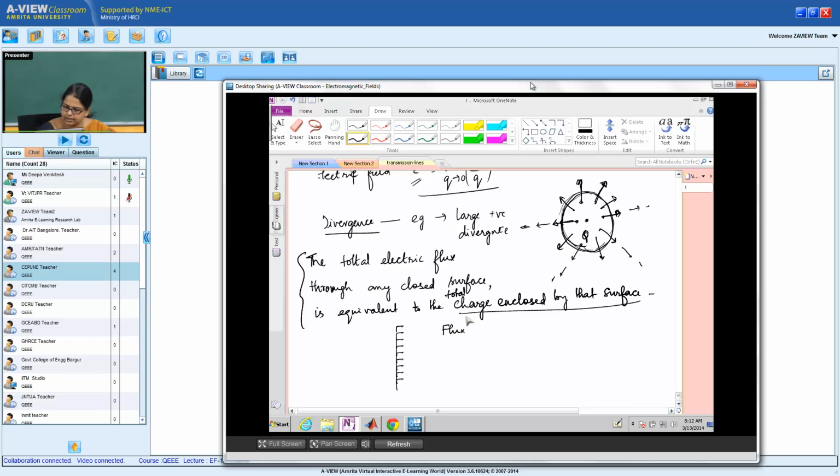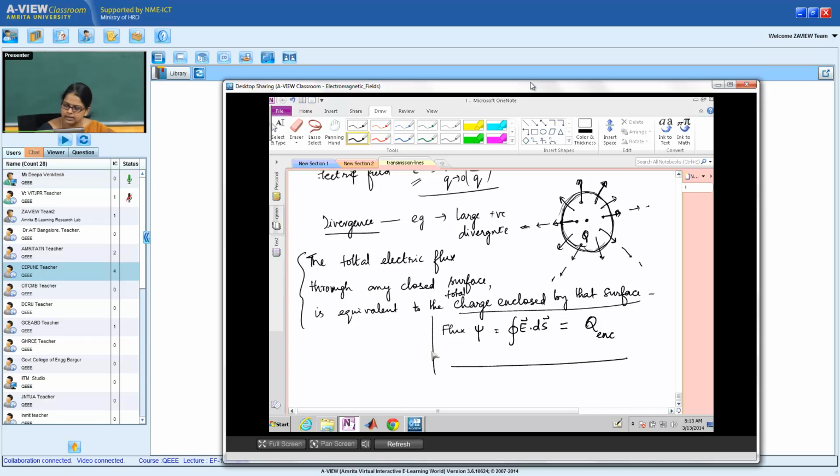if I say flux is psi, and we are talking about the flux due to electric field, the flux psi is the closed surface integral of E dot dS from our definition of flux. The circle indicates it's a closed surface. That is equal to the charge enclosed by the surface.